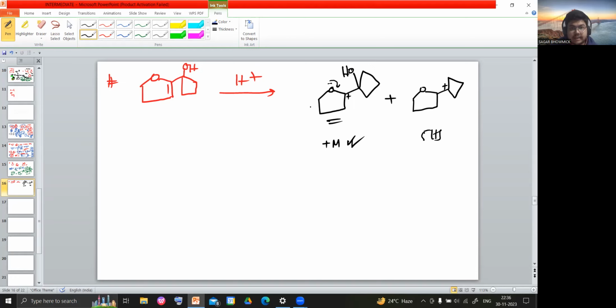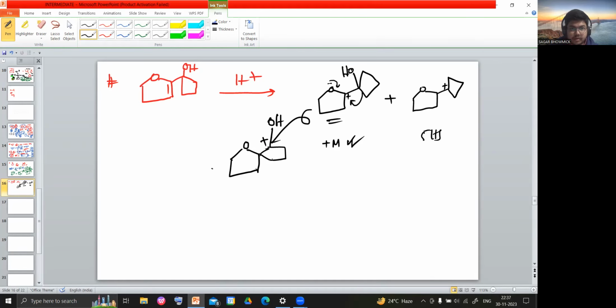Now, can it rearrange? Yes, it can rearrange. How? This four-member ring can rearrange to form a five-member ring. So our five-member ring will be like this, plus, OH. So here the five-member ring can be from this one.